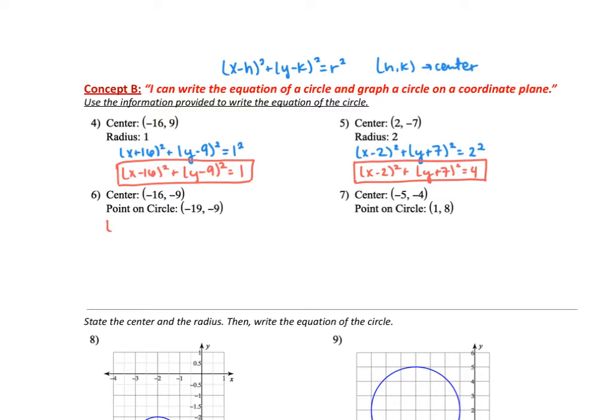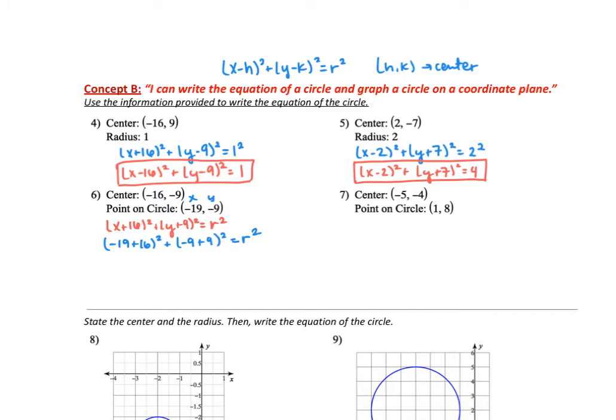So first, if we plug in our center, it's going to be x plus 16 squared, y plus 9 squared equals r squared. And then we're just going to plug in, not our h and our k, our x and our y. So our point is x and y, and that's what we're going to plug in. So it's going to be negative 19 plus 16 squared, negative 9 plus 9 squared equals r squared, and then we're just going to simplify.